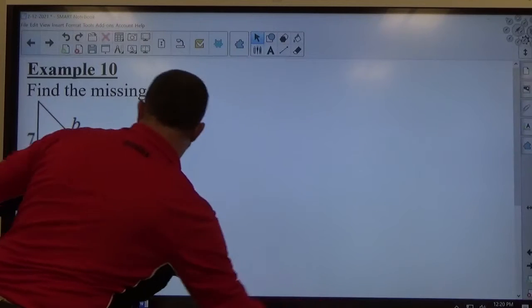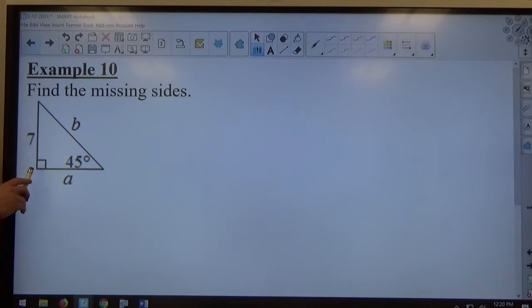All right, so we don't have as much information, but what I do know about this triangle is that we have a 45-degree angle in the corner, and it is a right triangle, so we know two of the three angles. So if I subtract from 180, 180 minus 90 minus 45 makes the other angle 45 degrees. That does make this an isosceles triangle, and because these angles are the same, these sides are the same. So if this is 7, this is also 7. So that's one technique for figuring out the missing sides in this picture.